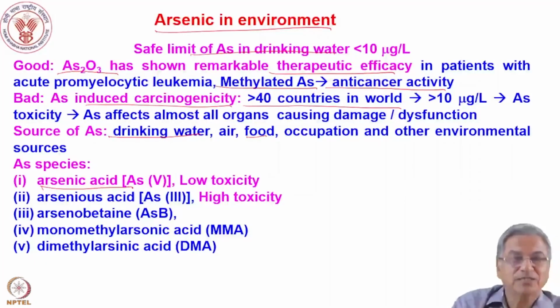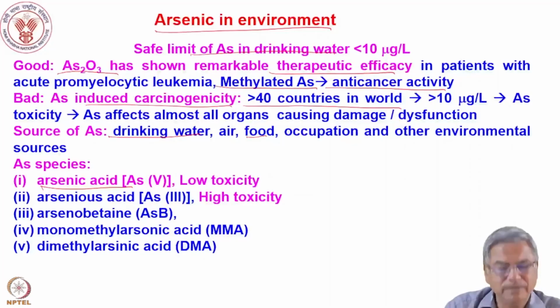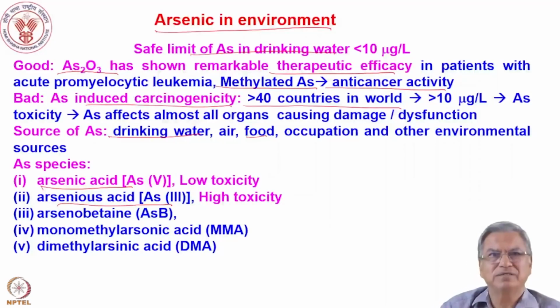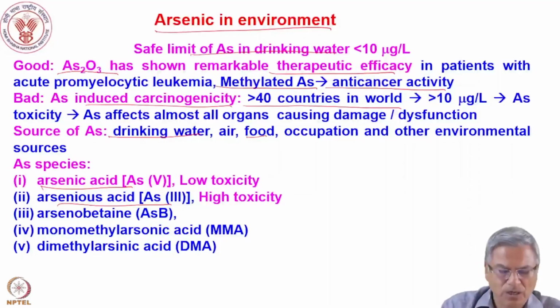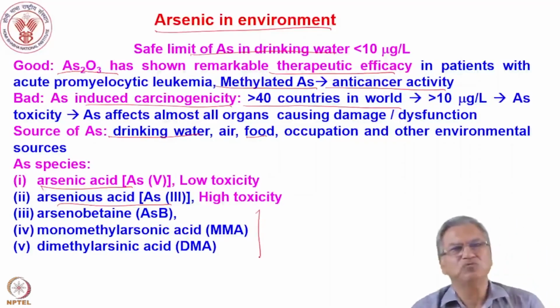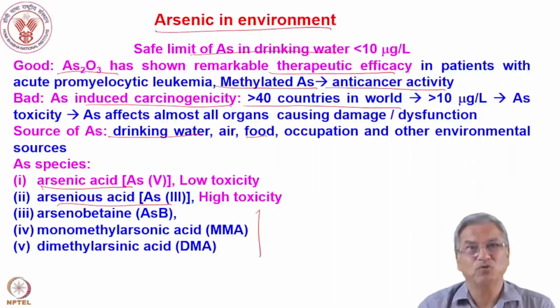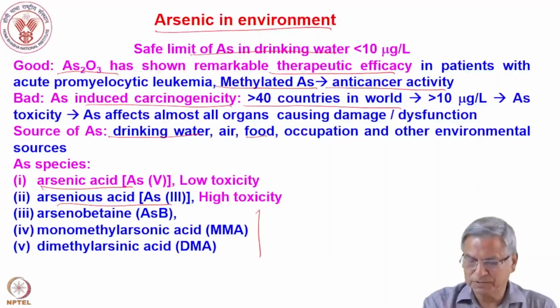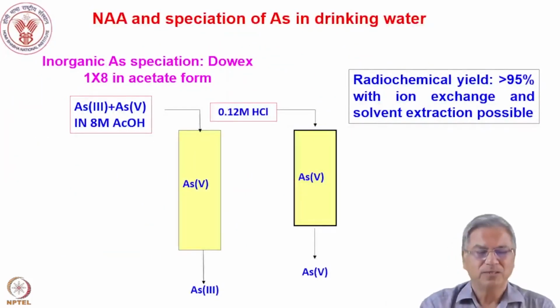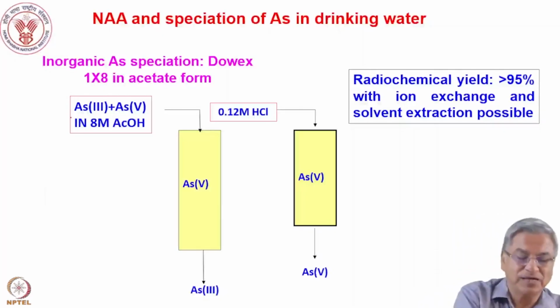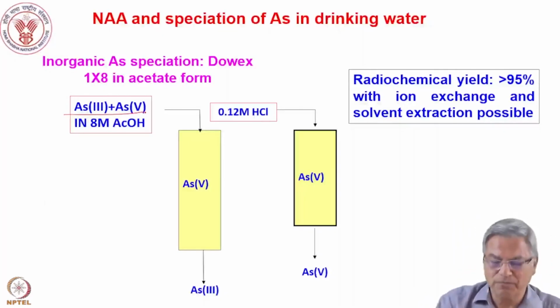As a species, arsenic is present in different forms. Arsenic acid, with arsenic in the pentavalent state, is less toxic than arsenious acid, which is trivalent. Trivalent arsenic is absorbed by the body. Organic arsenides are considered to be less toxic, and some of them are in fact utilized as medicines for therapeutic applications. As I was telling, the oxidation state of arsenic is important. The trivalent arsenious acid is more toxic than pentavalent arsenic acid.